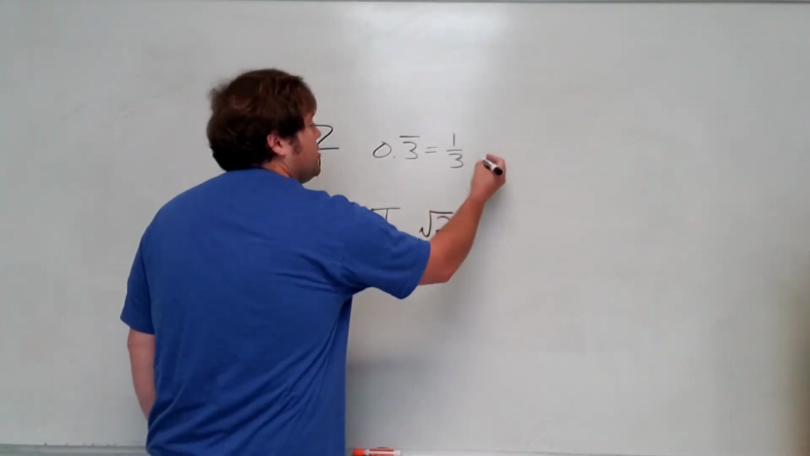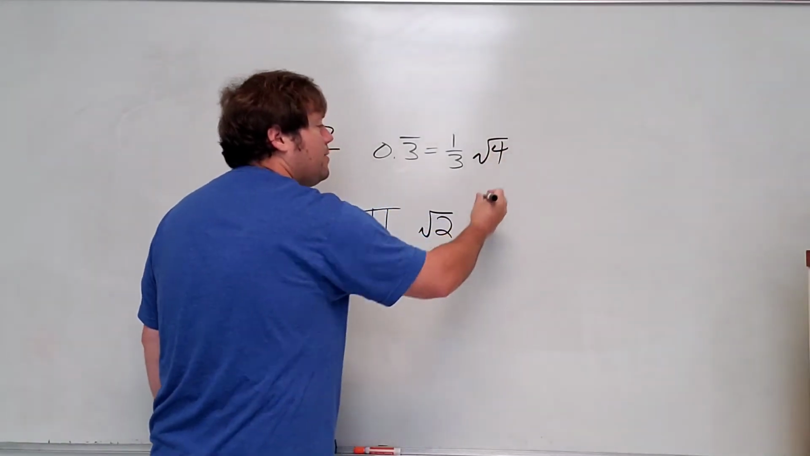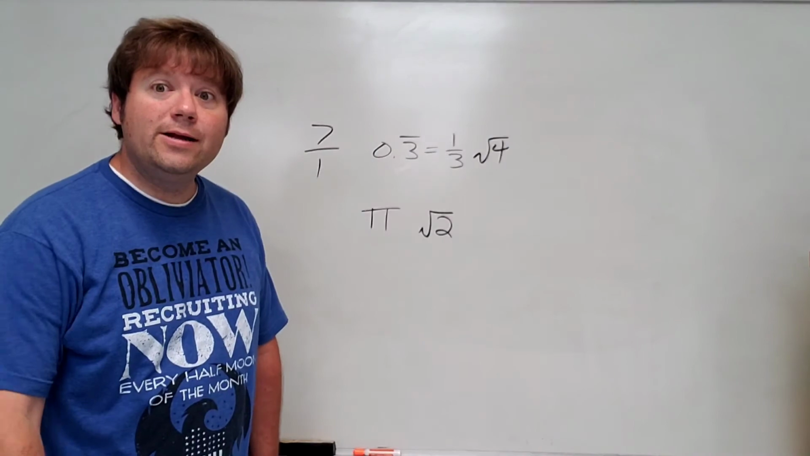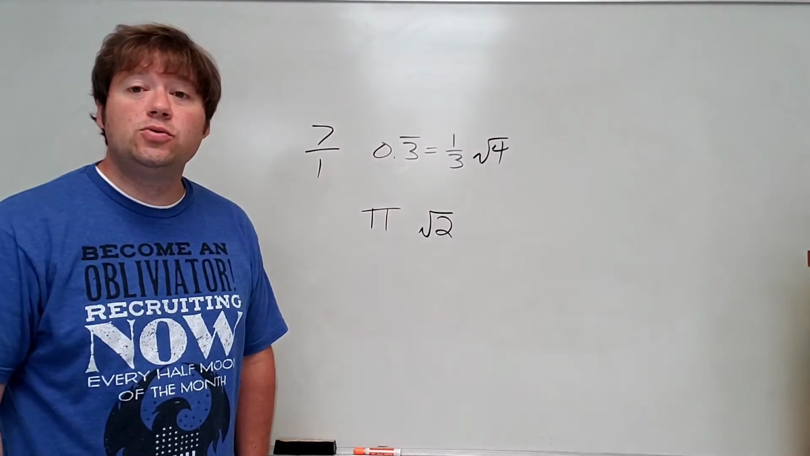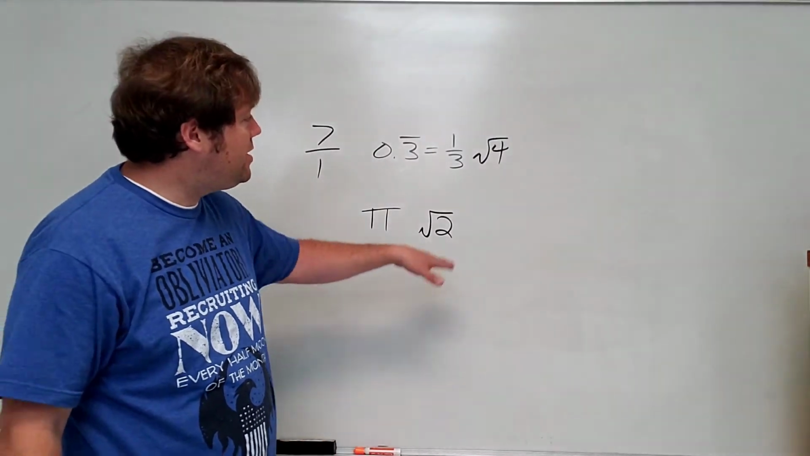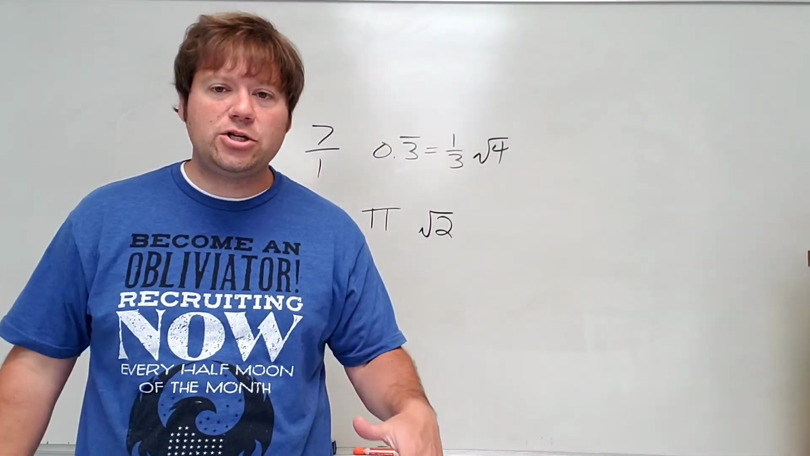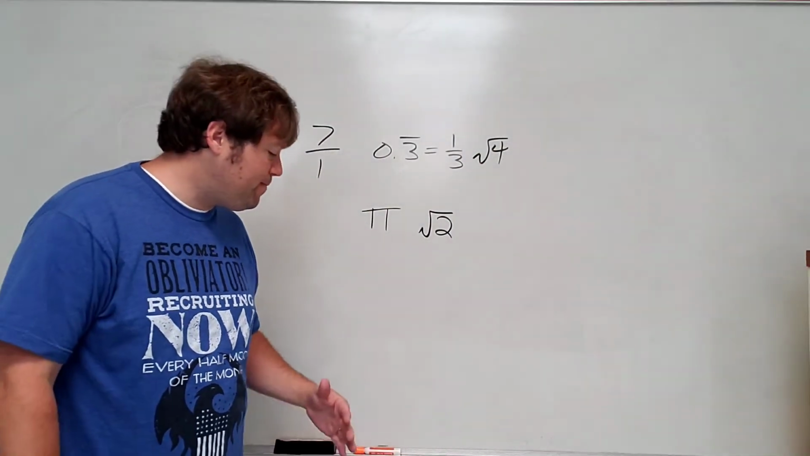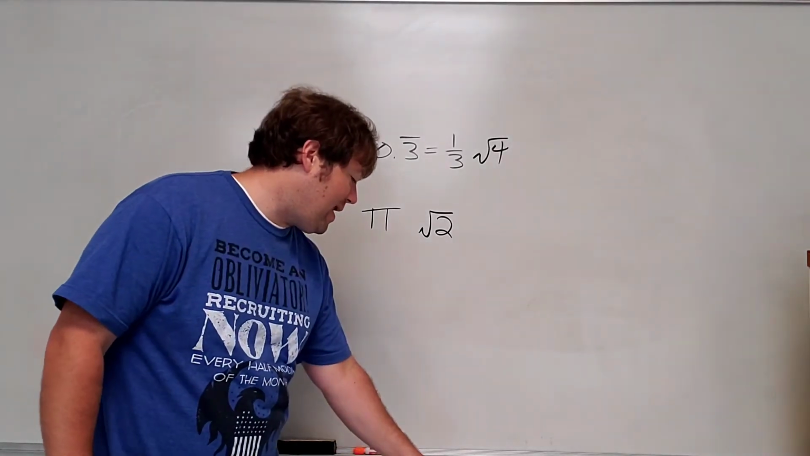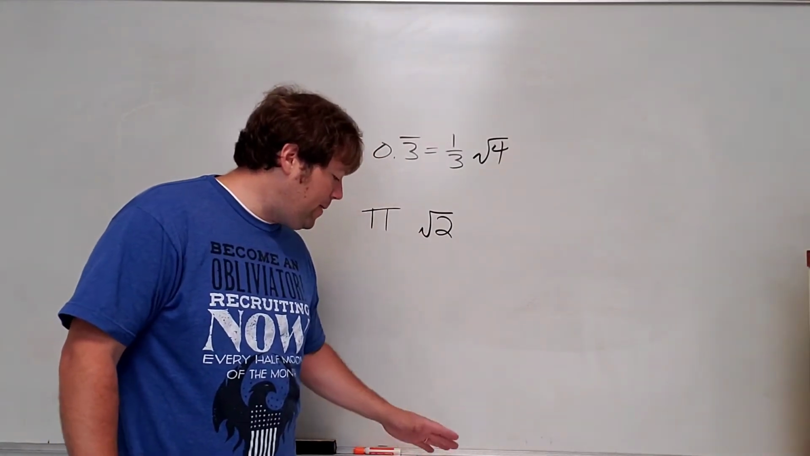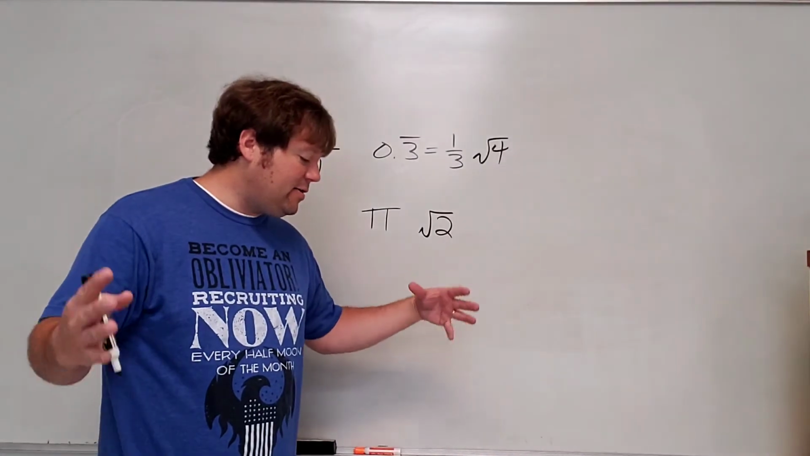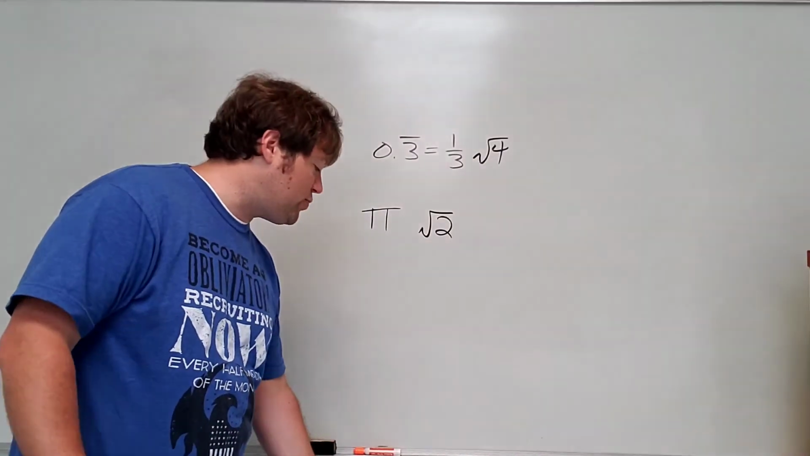However, if we did like the square root of 4, well, the square root of 4 is 2, and 2 can be written as a fraction, 2 over 1. Therefore, that one is a rational number. So that's what you want to keep in mind. Rational, it can be written as a fraction. Irrational, it cannot be.